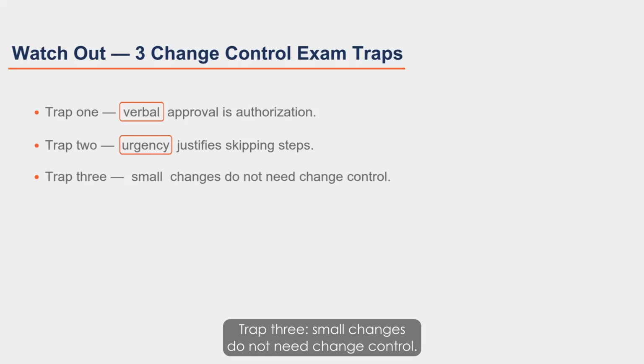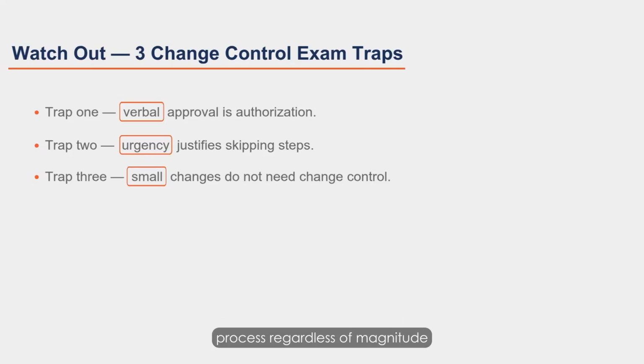Trap 3, small changes do not need change control. Size does not determine whether change control applies. Any change to a baseline element goes through the process regardless of magnitude.